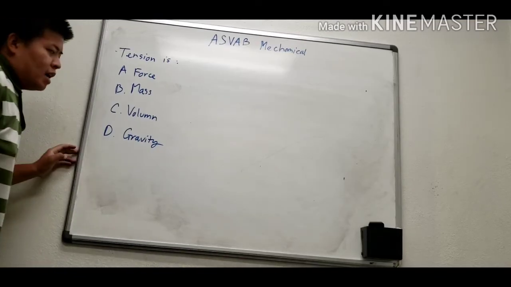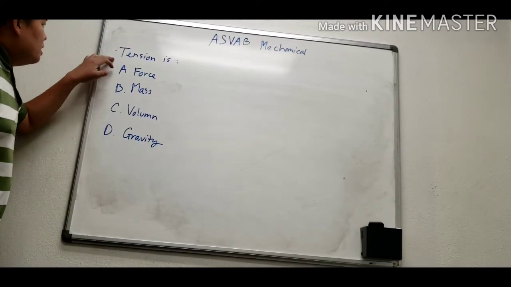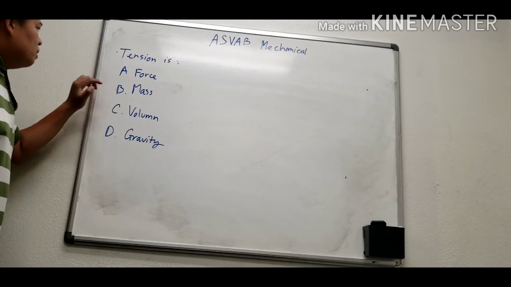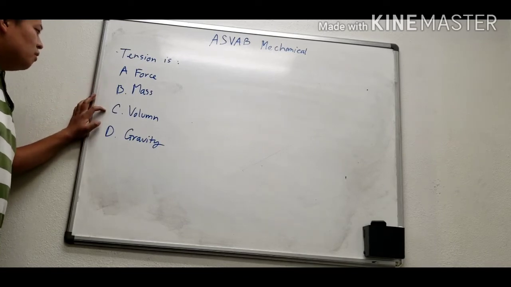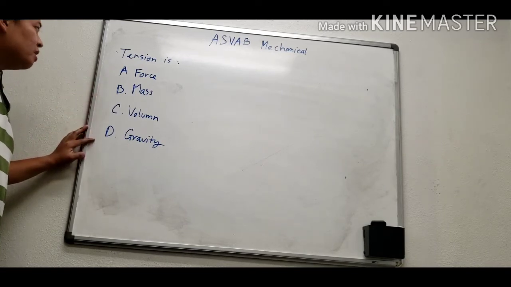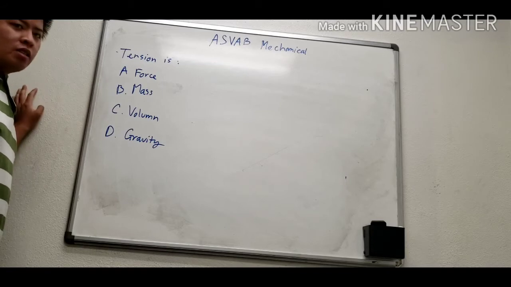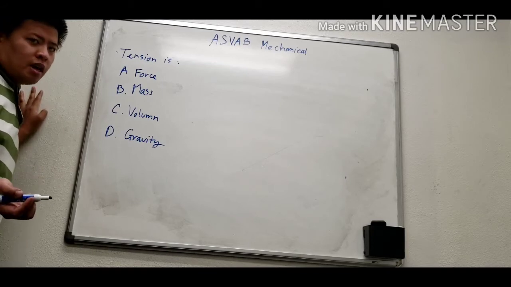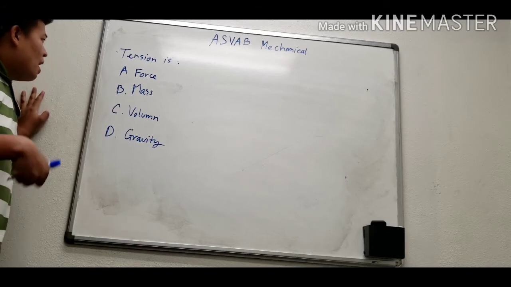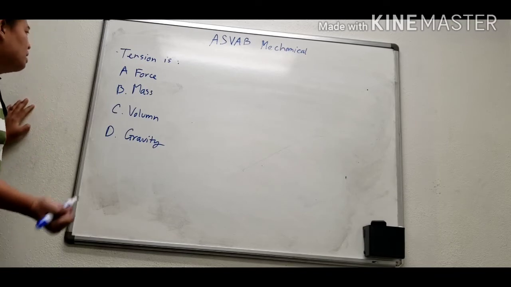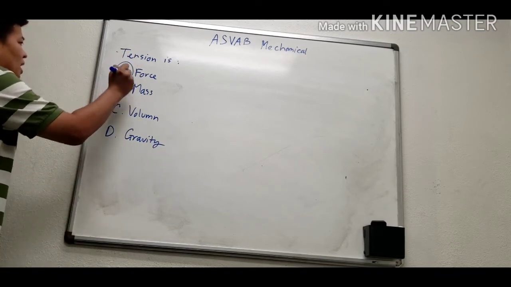The question they will ask: tension is A, force, B, mass, C, volume, D, gravity. We know that the tension is the opposite side of the gravity, and this is about the force. So the answer for this question is A.